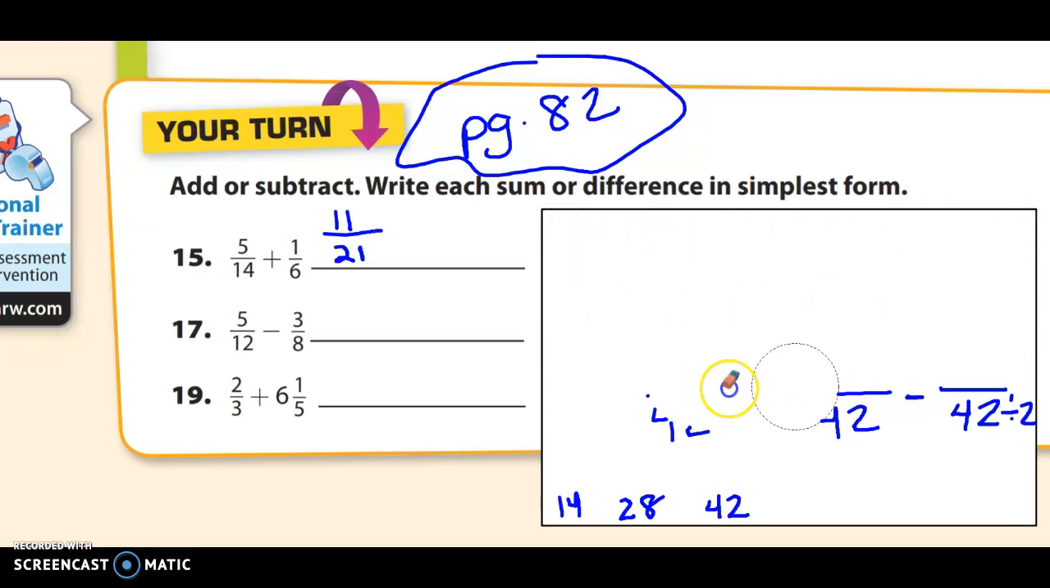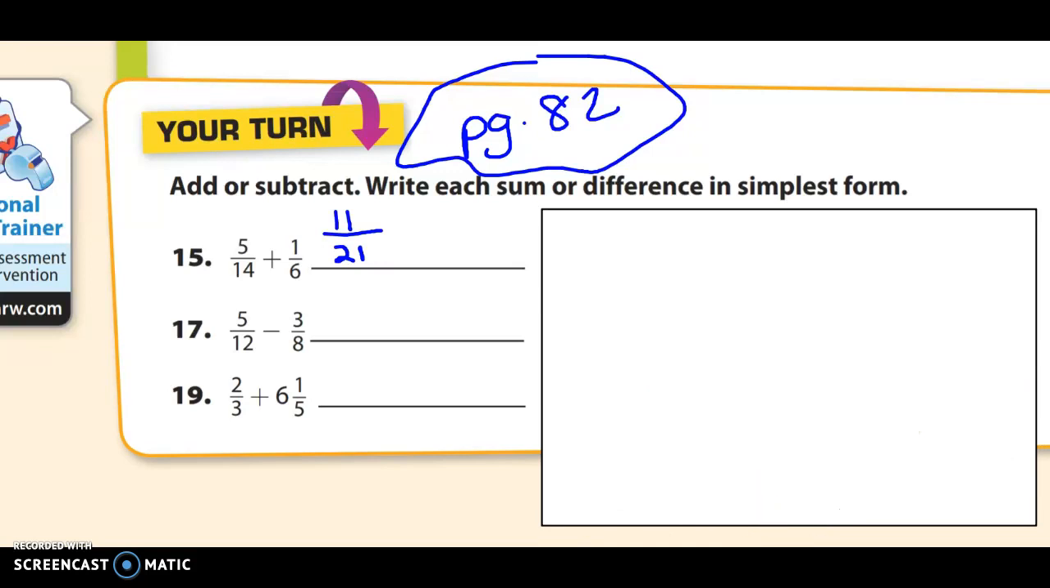Let's check out number 16. I'm sorry, it's number 17. We're going to do the odds and then the evens. Number 17 reads 5/12 minus, pay attention to that. A lot of kids want to add this one, 3/8. And the numbers on this one end up being pretty easy.